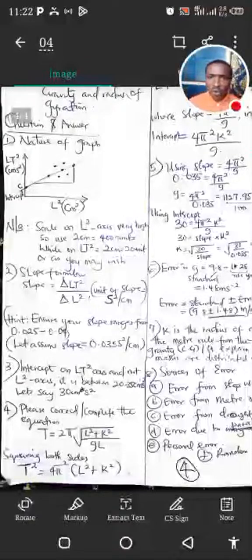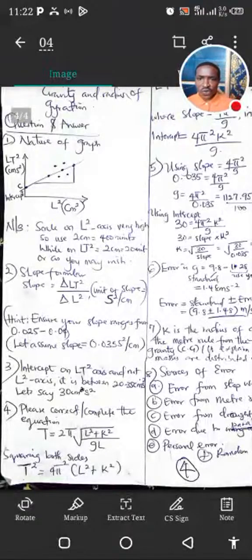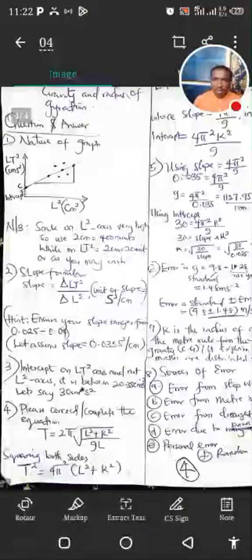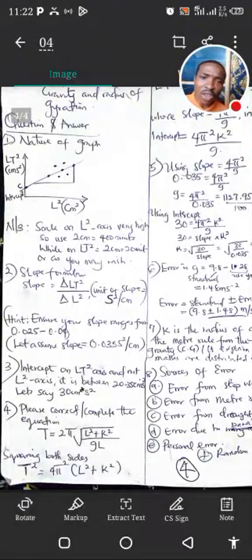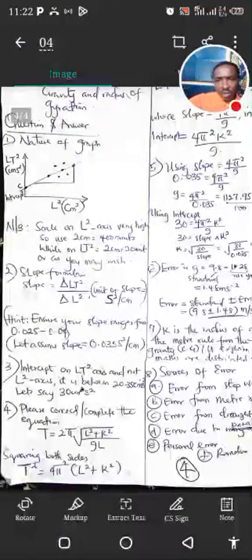Okay, and I'll give you a hint. I said ensure your slope ranges from 0.025 to 0.04. Let's assume 0.035 second square per cm. First of all, your slope unit is going to be second square per cm, because the L on top will cancel the cm at the bottom, remaining second square per cm. That is the first thing you must know. That is the unit of the slope and must be included in your solution.